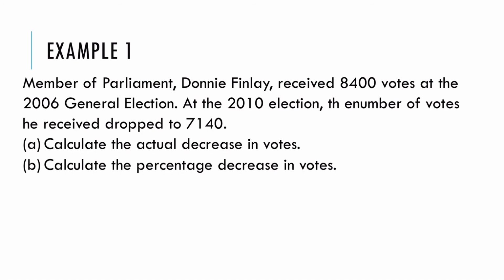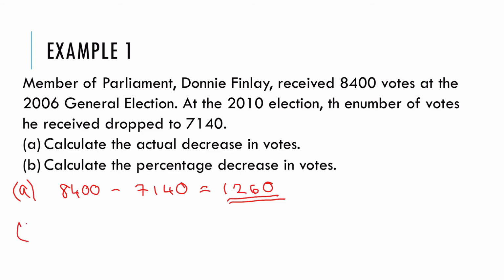Member of Parliament Donny Finlay received 8,400 votes at the 2006 general election. At the 2010 election, the number of votes he received dropped to 7,140. Part A says calculate the actual decrease, okay? So we do the exact same thing. We subtract the 7,140 away from the 8,400, and that is going to give 1,260. So the actual decrease in votes was 1,260.